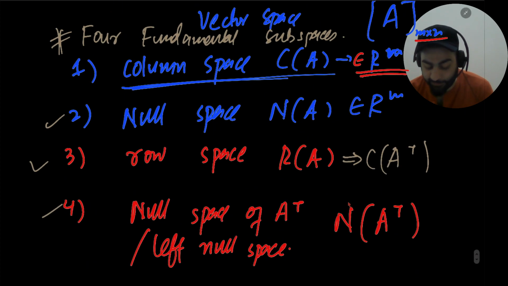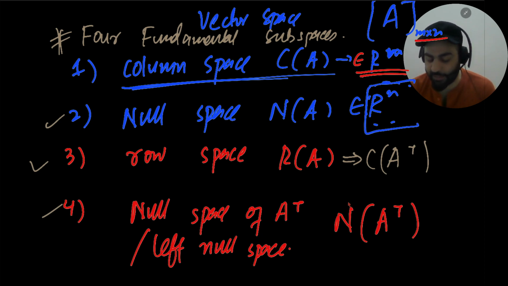That's what I have written here. So the null space will lie in Rn. Sorry, it should be Rn. Is this clear? Why does this lie in Rn?